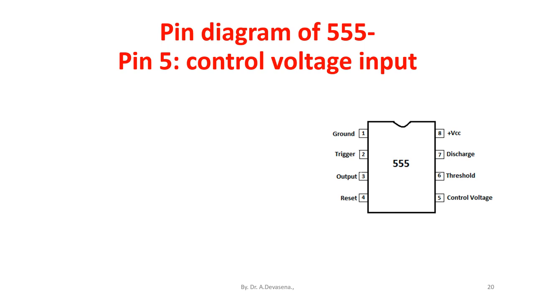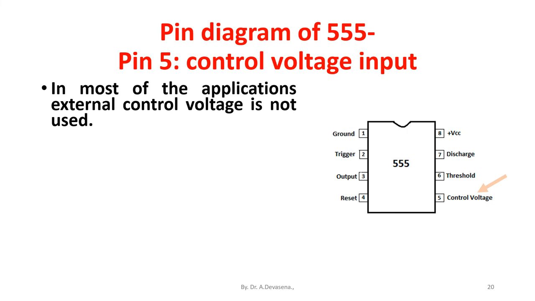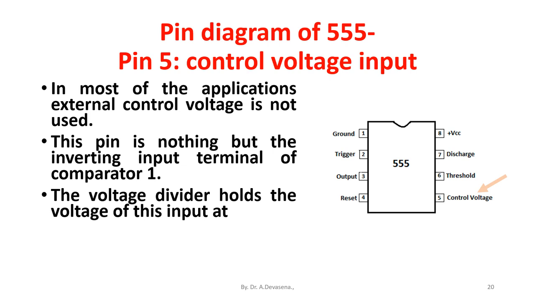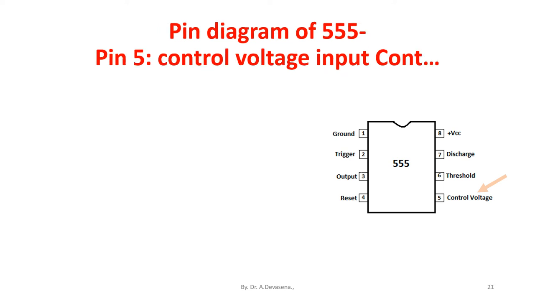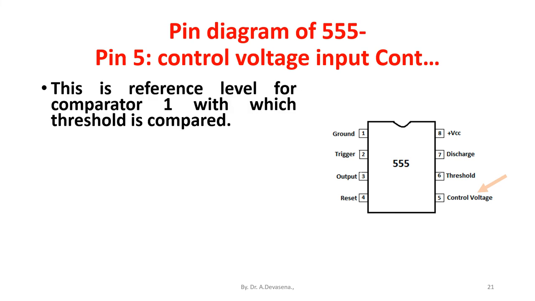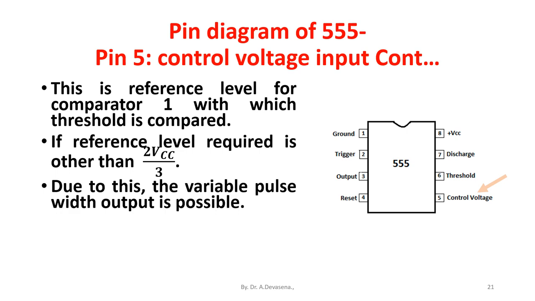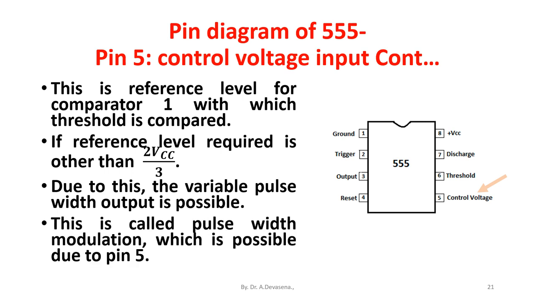Pin number 5, control voltage input. In most applications, external control voltage is not used. This pin is the inverting input terminal of comparator 1. The voltage divider holds the voltage of this input at 2 into VCC by 3. This is the reference level for comparator 1 with which threshold is compared. If the reference level required is other than 2 VCC by 3, a variable pulse width output is possible. This is called pulse width modulation, which is possible due to pin number 5, that is the control voltage.